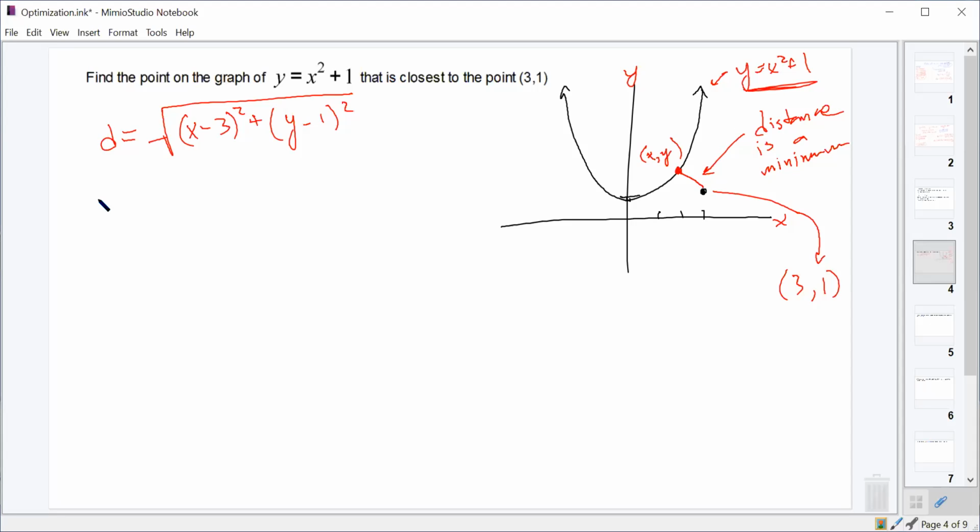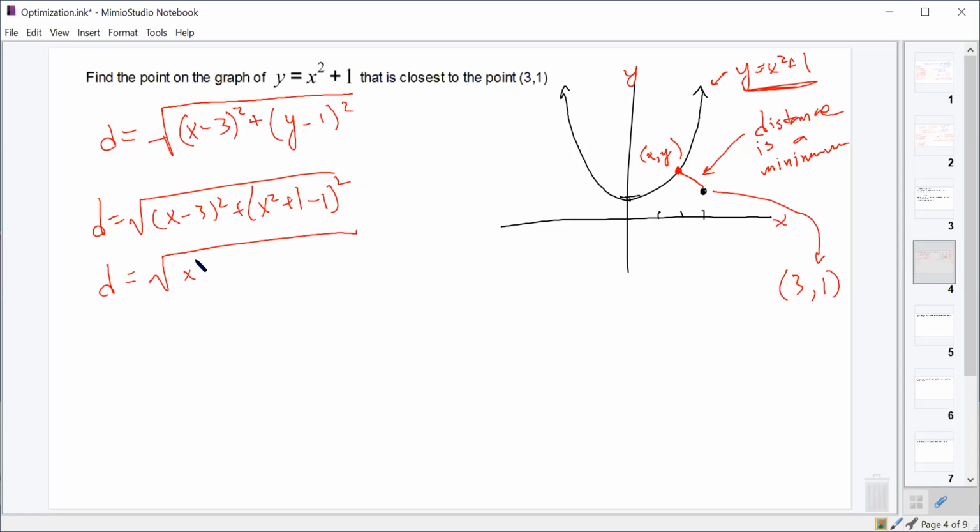Right, so if y is x squared plus 1, we should be able to rewrite this as distance equals the square root of x minus 3 squared plus x squared plus 1 minus 1 squared. And we should then be able to simplify that all the way down here to the distance is the square root of x squared plus 1 minus 1 is just x squared, right? And if you square that, that'll be x to the 4th plus x squared minus 6x plus 9. Good or no?